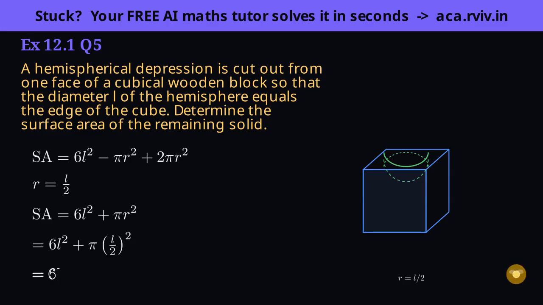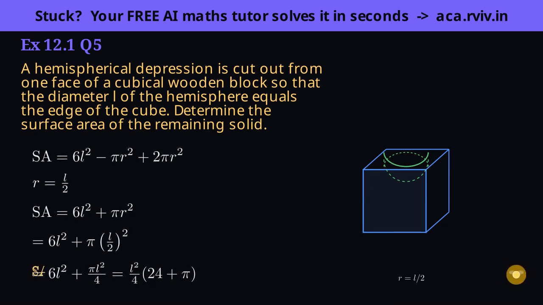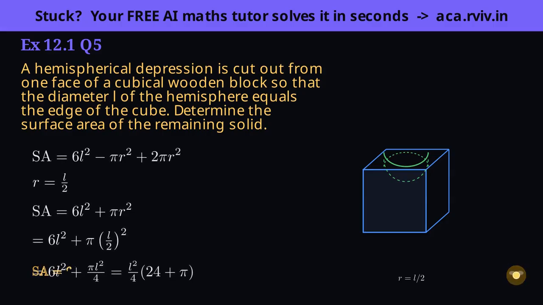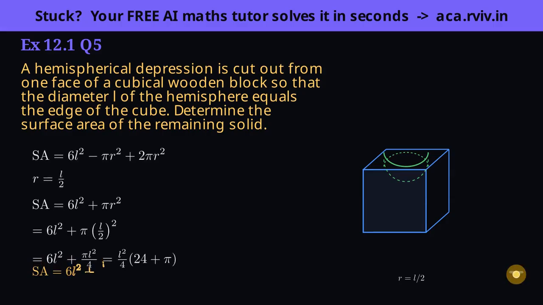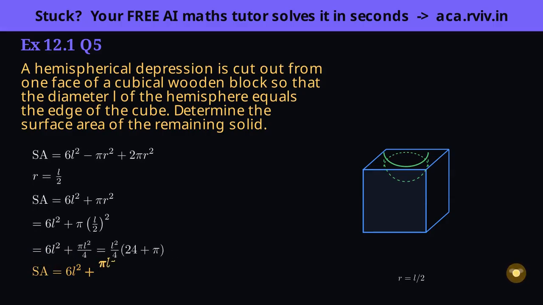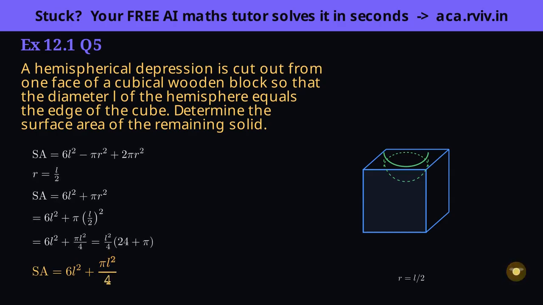Tidy it up. Factor L squared over 4 out of both terms. 6L squared is 24 of those quarters, and we get L squared over 4 times (24 plus pi). The insight is a genuinely surprising one. A depression, like a bump, swaps one flat circle for one curved surface, so the algebra is identical to the dome case. Whether you scoop in or stick on, the surface changes by the same plus 1 pi r squared.